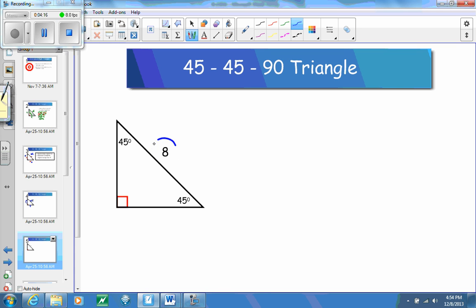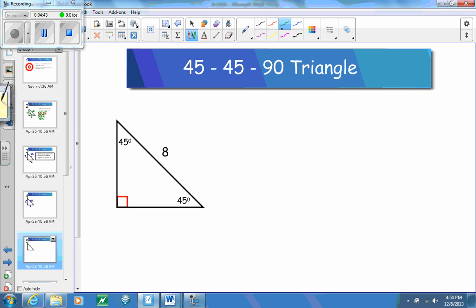And here I'm given that my hypotenuse is 8. Well, if this was 8 square roots of 2, I would be able to say, okay, then both of my legs have to be 8. The problem is that we're not given 8 square roots of 2, we're just given 8. So I'm going to use the idea of solving this algebraically to figure out what our side lengths are going to be. You can also use the Pythagorean theorem, which I'll show you in a minute.